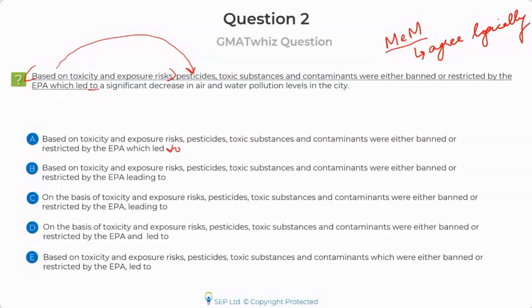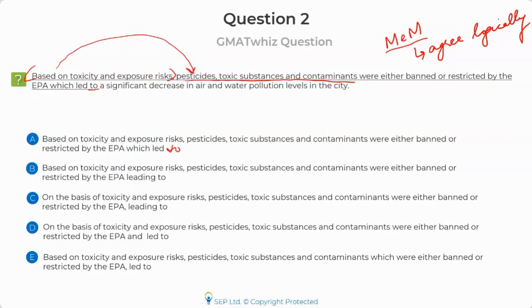Okay, as Sunny put it, based on toxicity can only modify these nouns here, because we know that the ED verbal can modify only nouns. But if you next apply the golden rules framework that we at GMAT Whiz use, does it make sense to say that the pesticides are based on exposure risk? No. The pesticides cannot be based on toxicity. The toxic substance cannot be based on toxicity. Something else, we are trying to say something else is based on toxicity. Something else is based on exposure risk. All right? Is it clear, guys, now?